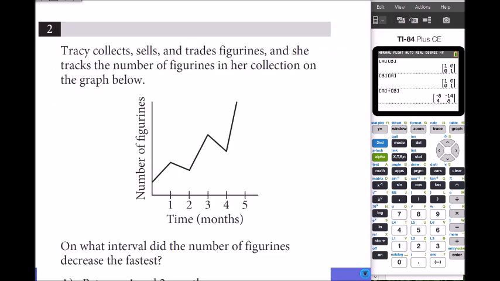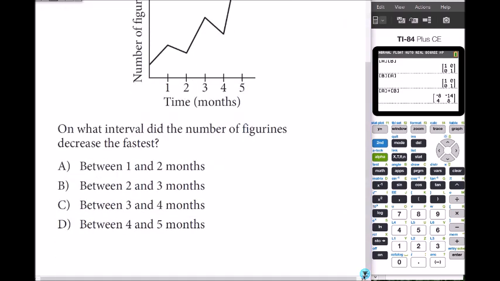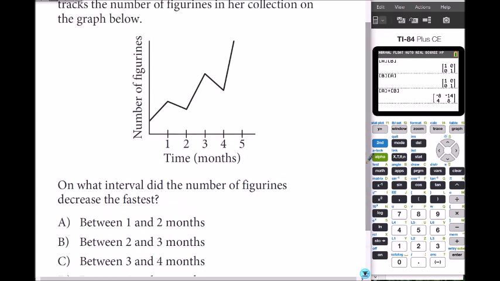Very easy. Number 2. Tracy collects cells and treats figurines, and she tracks the number of figurines in her collection in the graph below. On what interval did the number of figurines decrease the fastest? So the steepest slope, that's going down. So here's going down and down. So it is steeper here, as you can see. So it's between 3 to 4 months.